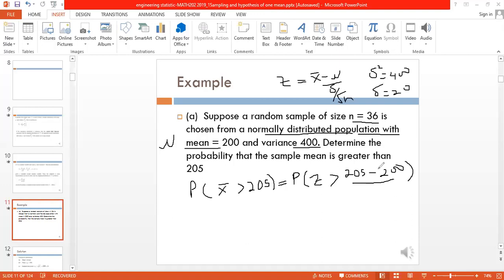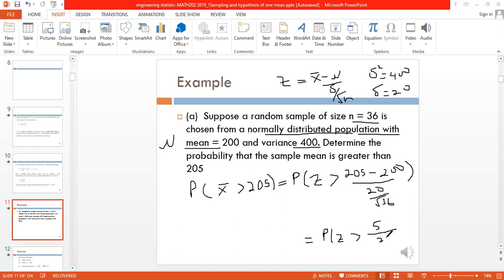So we are going to have 20 over the square root of n. N is 36, so over the square root of 36. This should give us P of Z greater than 5 over, the square root of 36 will be 6. And then 20 over 6, okay? So we got 20 over 6 here.